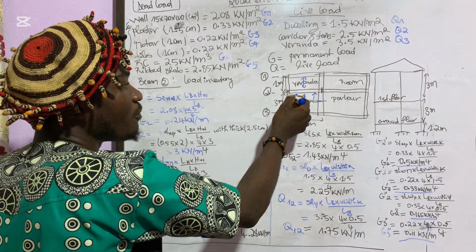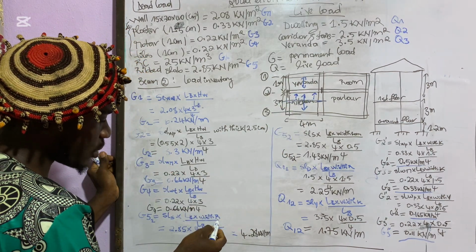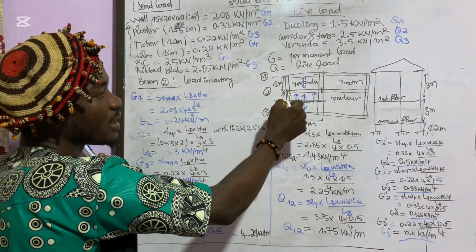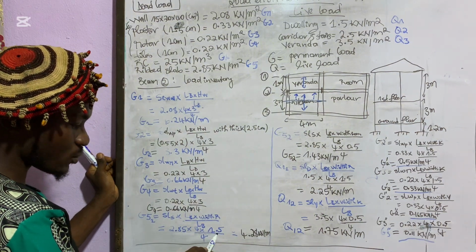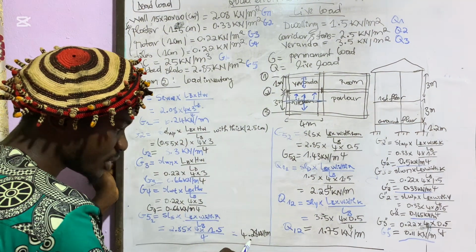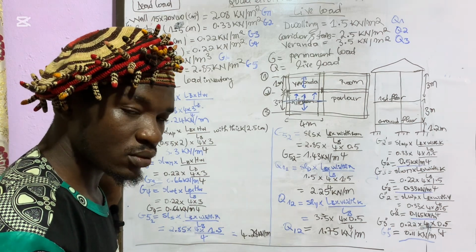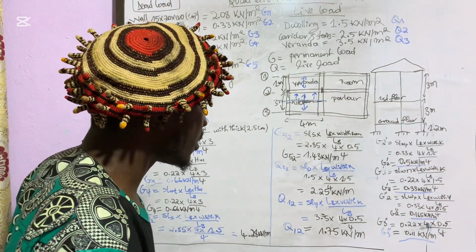So the width of the room that I put in the formula, width of the room, as you can see here, represents half of this 3 meter. That's why you are seeing 2.85 times 4 times 1.5 divided by 4, which is going to give 4.228 kilonewton per meter, okay.